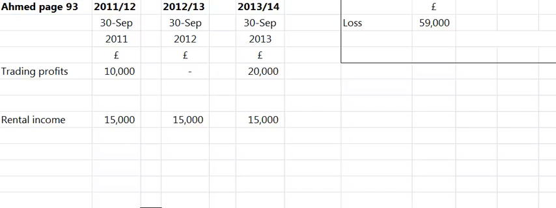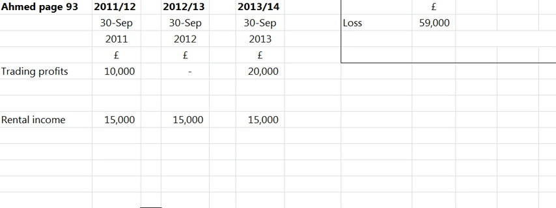Okay, I'm going to use this question on page 93 of your textbooks to show you how to actually go about relieving losses. So in that question, Ahmed had a loss of 59,000 in the 12-13 tax year. And if you look in the middle column there, you can see it says trading profits and it's got nil. The first option I taught you was the carry forward of trading losses.